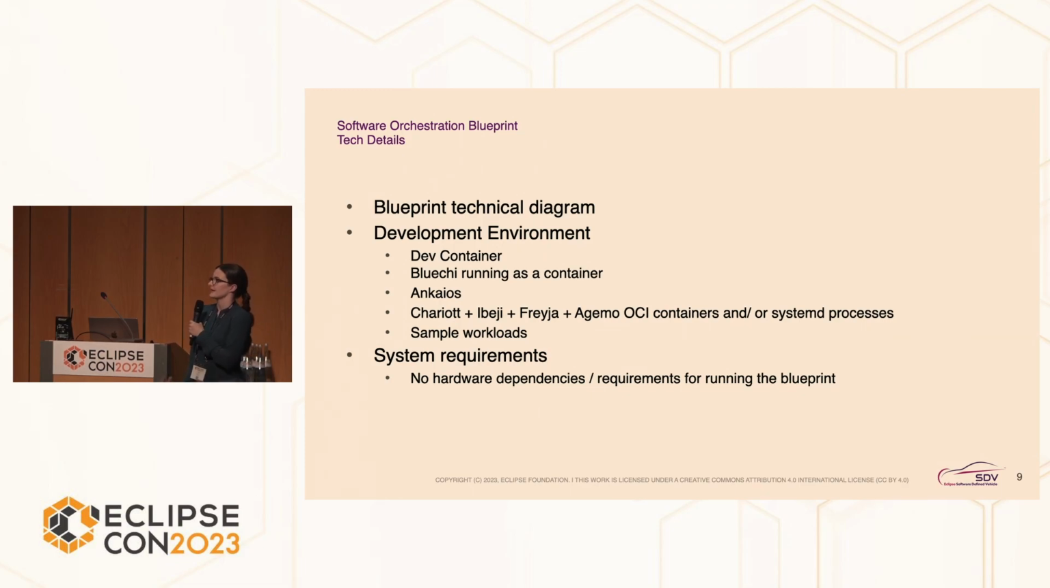So for technical details, we have a few technical diagrams that I'll go over, and then Ibrahim will show some more later. For the development environment, we really want to make it simple for anyone who wants to run the blueprint, as well as build use cases on top of it. So we'll be providing a dev container. We'll have BlueChi running as a container, Ankaios as well, and the instructions for how to run with both of those. We'll also have Chariot, Ibeji, Freya, and Agemo available as OCI containers and/or systemd processes. We want to offer the flexibility of how you run the workloads.